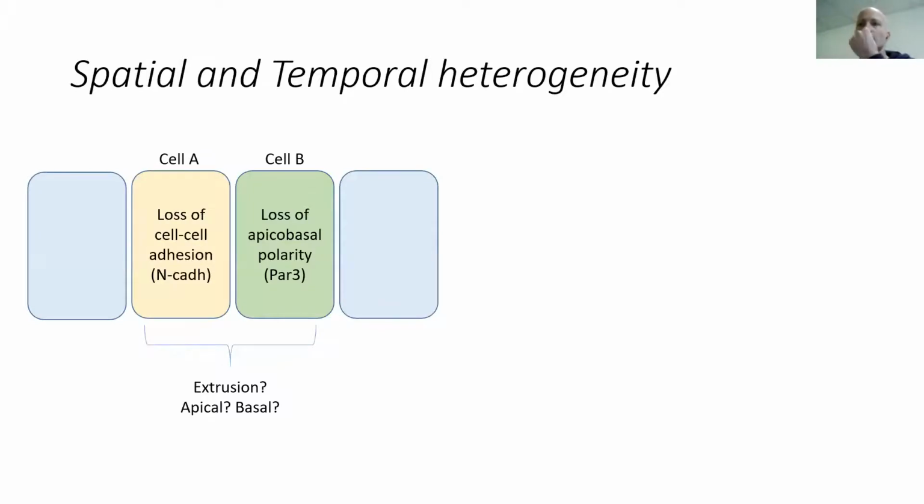So what does it mean? We could have two cells that have different levels of mesenchymal phenotype. For example, you could imagine cell A has lost cell-cell adhesion, and the other cell next to it has lost apicobasal polarity. So what happens next? Is that sufficient to create extrusion? Is that sufficient for the cell to exit the tissue? How can we reproduce that experimentally, and how can we analyze this type of situation?